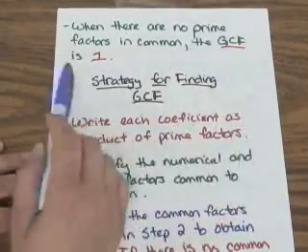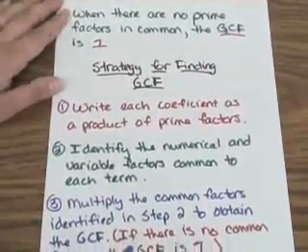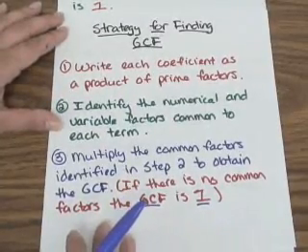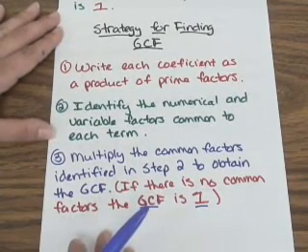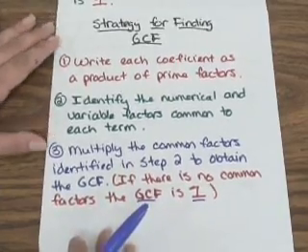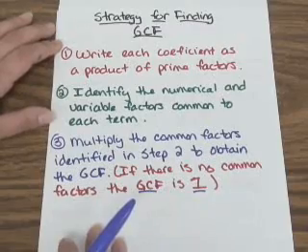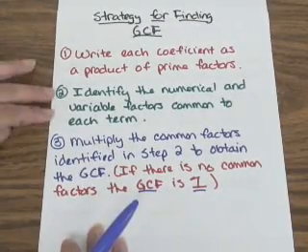So, a strategy for finding the greatest common factor. First, you want to write down each coefficient as a product of prime factors, just as we did previously. Then you want to identify the numerical and variable factors common to each term. Thirdly, you want to multiply the common factors identified in step 2 to obtain the GCF. If there are no common factors, the GCF is 1.